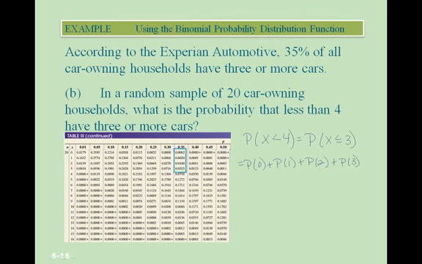So we can look at the table and we see n is 20 and x at the very top is 0, 1, 2, and 3. We go over to the column where p is 0.35 and we can simply just add those values together. And this is a little more precise. So we see that we actually get 0.0445 here.